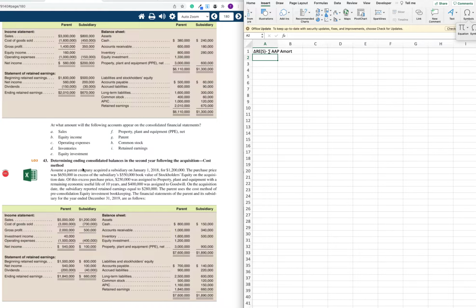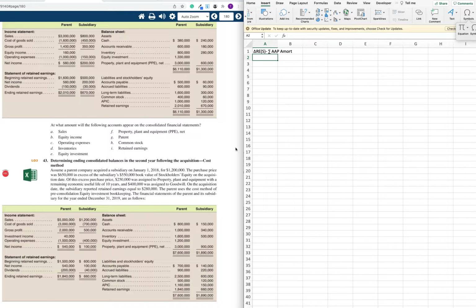So we have, assume a parent company acquired a subsidiary on January 1st, 2018 for $1.2 million. The purchase price of $650,000 is in excess of the subsidiary's $550,000 book value of stockholders' equity on the acquisition date. Of this excess purchase price, $250,000 was assigned to property, plant, and equipment with a remaining economic useful life of 10 years. $400,000 was assigned to goodwill. On the acquisition date, the subsidiary reported retained earnings equal to $280,000. The parent uses the cost method, and the financial statement for December 31st, 2019 follows.